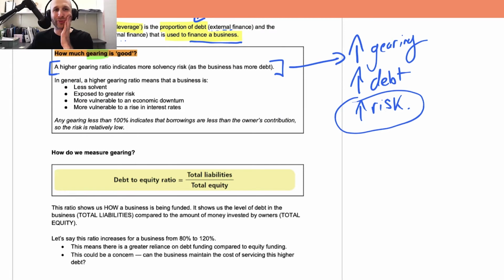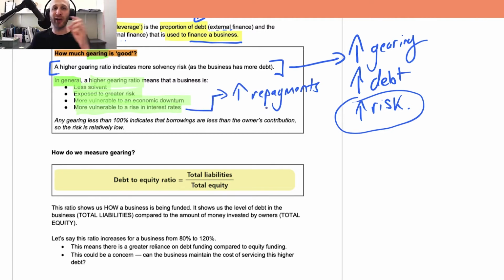So in general, a higher gearing ratio means that a company might be less solvent, less able to pay back its debts, and exposed to more risk because of all the money it owes. It's more vulnerable to an economic downturn, because if the economy slows and fewer people buy its products, it may not be able to pay back that debt. It's also more vulnerable to a rise in interest rates, because that increases the size of its debt repayments, which could be a problem.